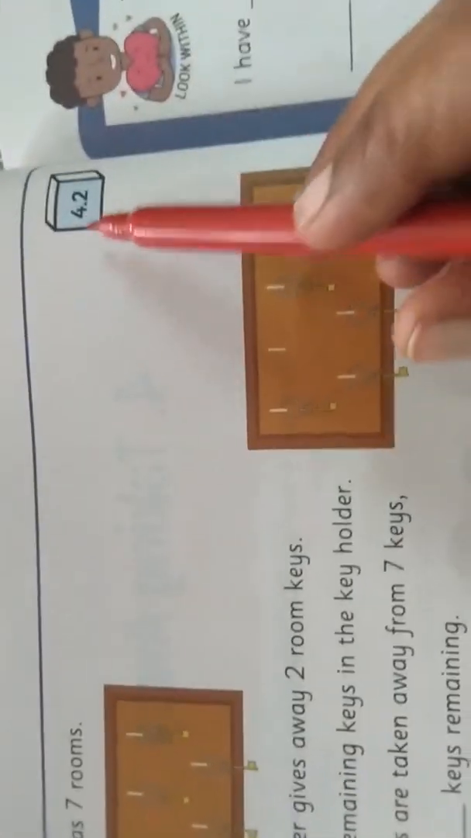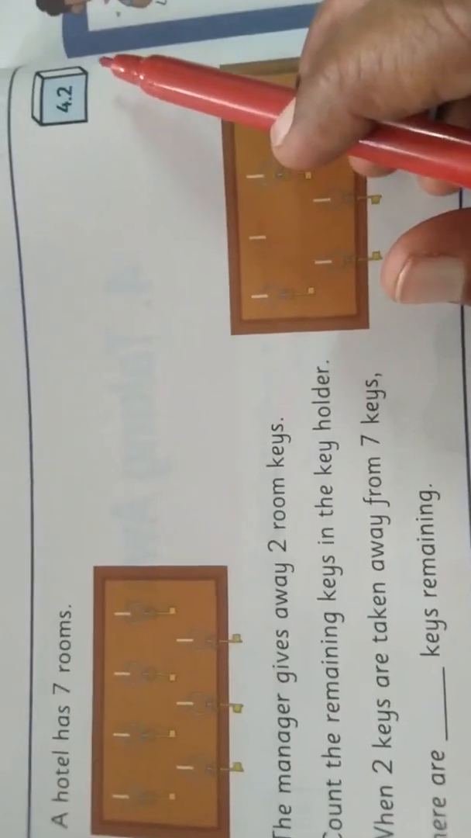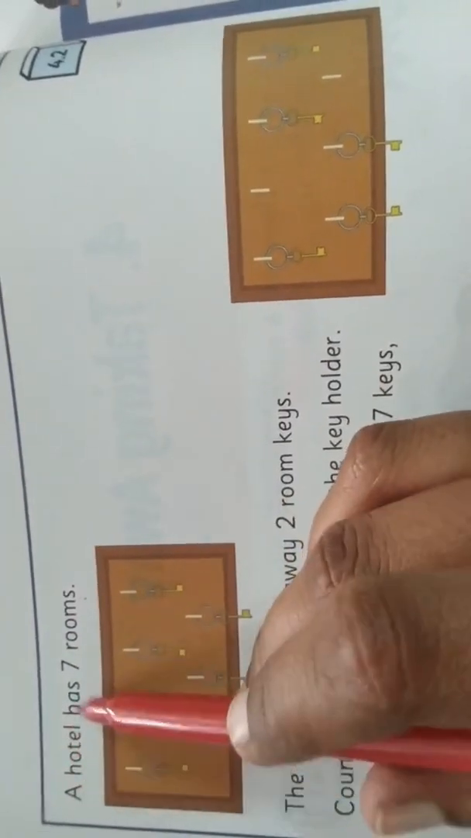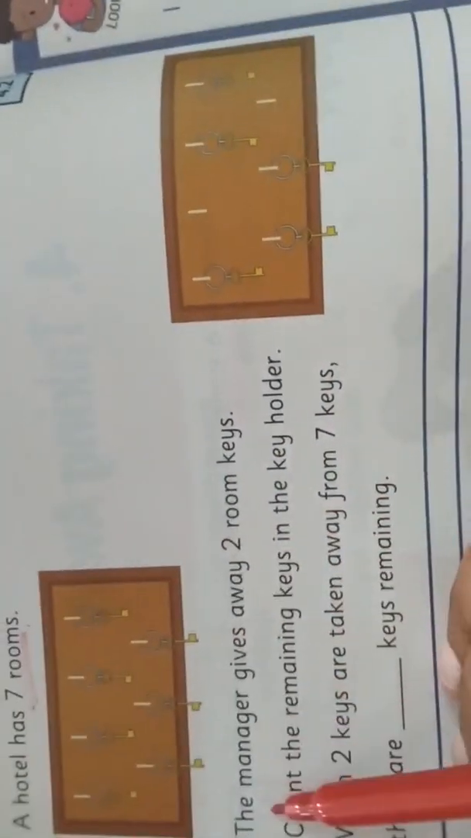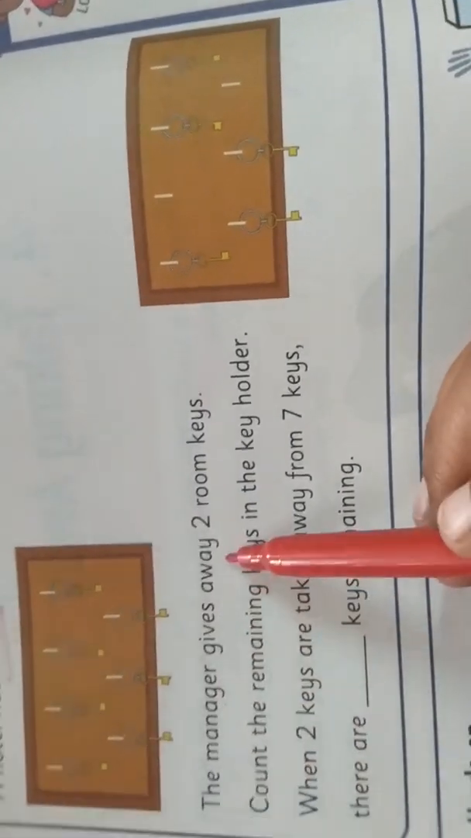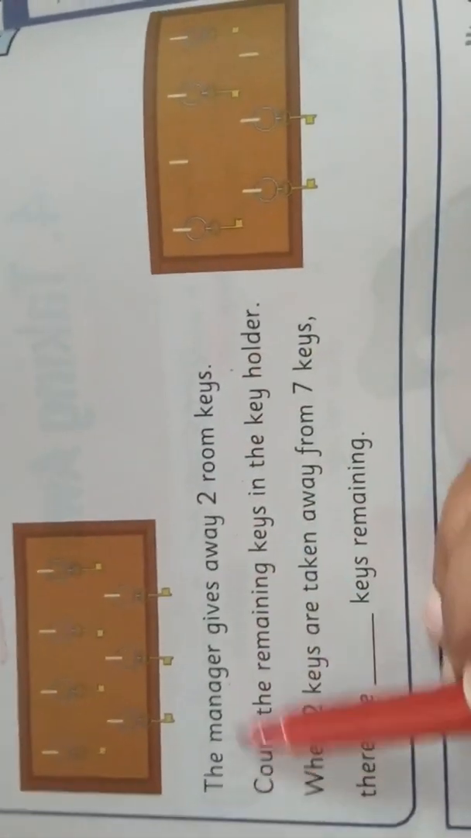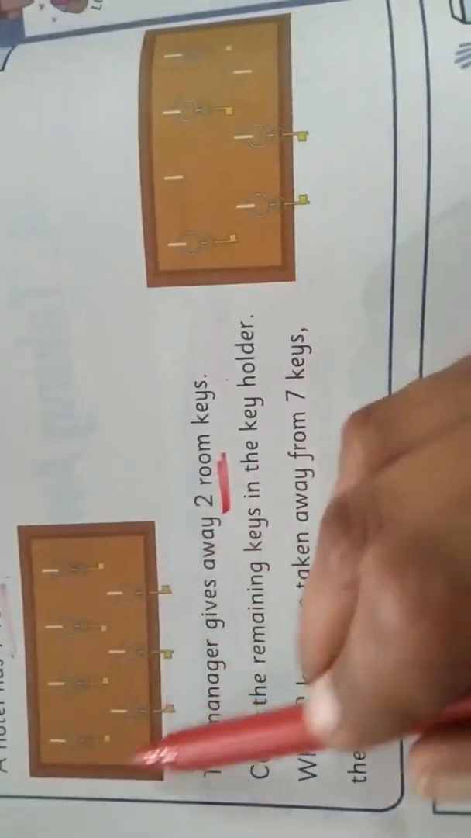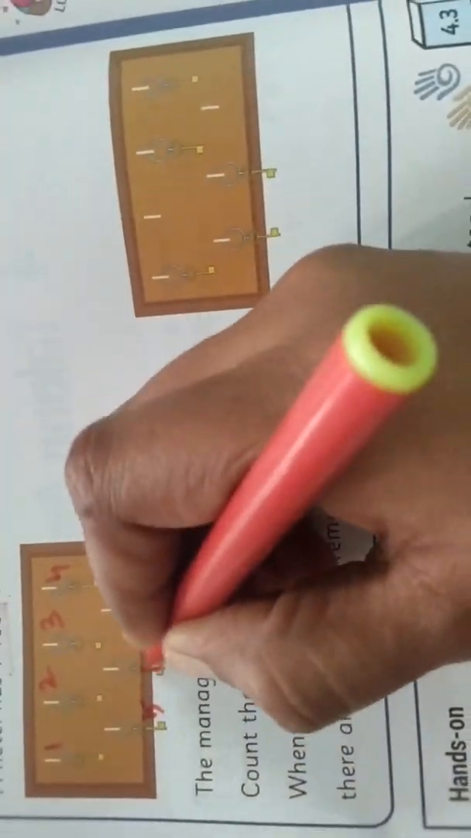Now take the next page. Activity number 4.2. A hotel has 7 rooms. The manager gives away 2 room keys. Count the remaining keys in the key holder. See, there are 7 keys at first. Count, children. 1, 2, 3, 4, 5, 6, 7. There are 7 keys in the hotel.